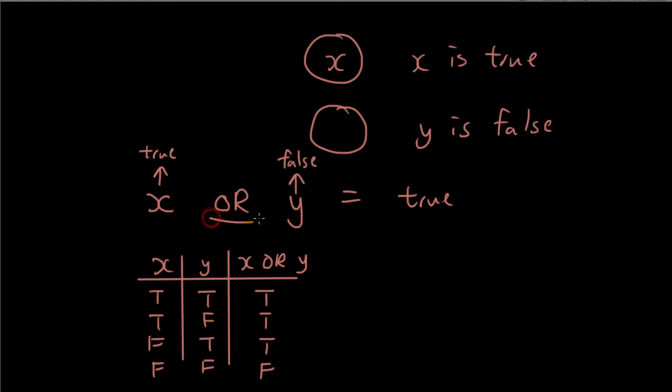So that's the OR operator, which is a little bit different to real life, because when people say OR, sometimes you think that they mean that only one of them can be true. But in the programming sense or in Boolean algebra, for x or y, if both of them are true, then the answer is true as well.